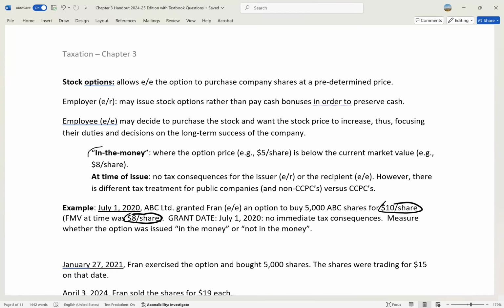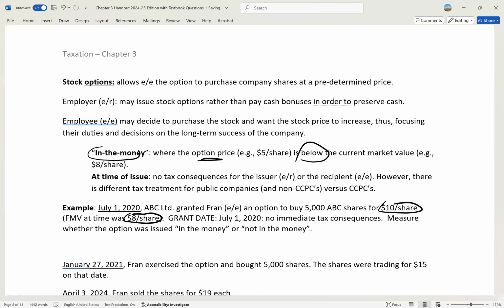In the money means the option price, what the employee will have to pay, is below the market value. That's very rare because if you grant an option in the money, it doesn't give the employee any incentive to try to make the company more successful because they can just buy the shares on that day and sell them later on that day for a higher amount. So most of the time, the options will be issued not in the money, but we have to measure that when the option was issued.